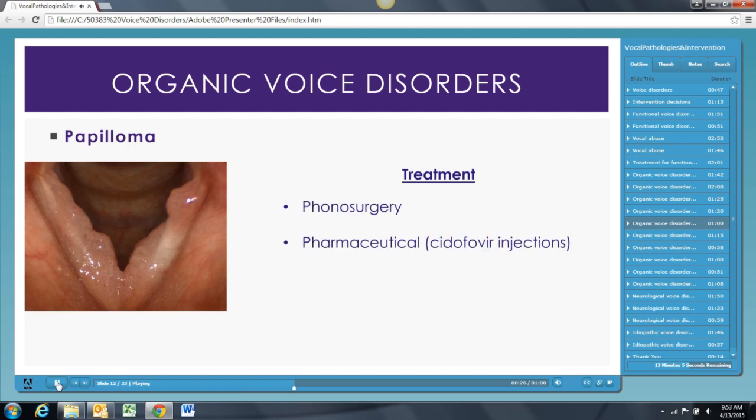The surgical approach will vary depending on the otolaryngologist, with some favoring cold instrument extraction and some favoring laser removal. Papilloma has a tendency to grow back often, and many patients have to go in for regular surgical removal. Some surgeons may also inject the antiviral drug Cidofovir directly into the vocal folds at the time of surgery, although the effectiveness of that treatment for laryngeal papilloma is still somewhat debatable.